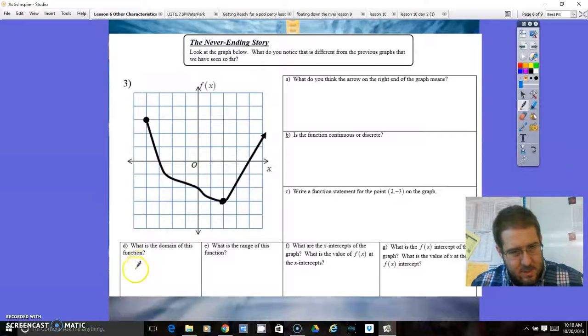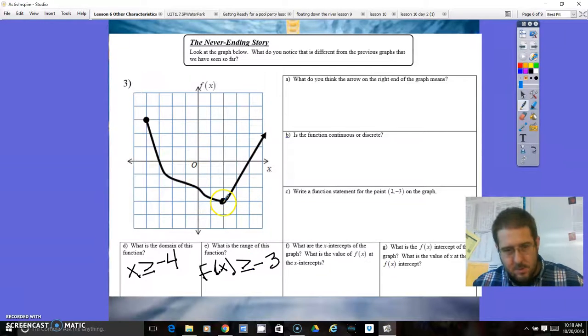What is the domain of this function? That would be anything that is greater than or equal to negative 4. Starts at negative 4, and it goes to the right infinitely. What is the range of this function? Well, it looks like the lowest point is negative 3. So f of x has to be greater than or equal to negative 3.